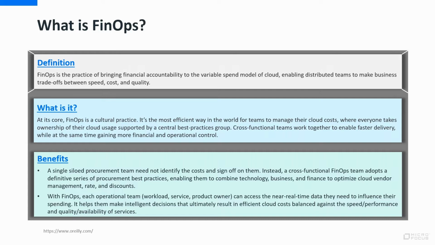So how is it possible? Like I mentioned, each operational team, be it a workload, a service, or a product owner, can access near real-time data, which is just-in-time data, which can influence their spending. So if I get to know what I'm spending, that will help me understand whether I should continue to spend on the service or look for a better service, or if there is anything wrong with that service, I should be able to really understand and adjust accordingly. And like I mentioned, it will help me make intelligent decisions, which will result in efficient cloud usage and balance. You can also balance between the speed and the performance, and the quality and availability of services.